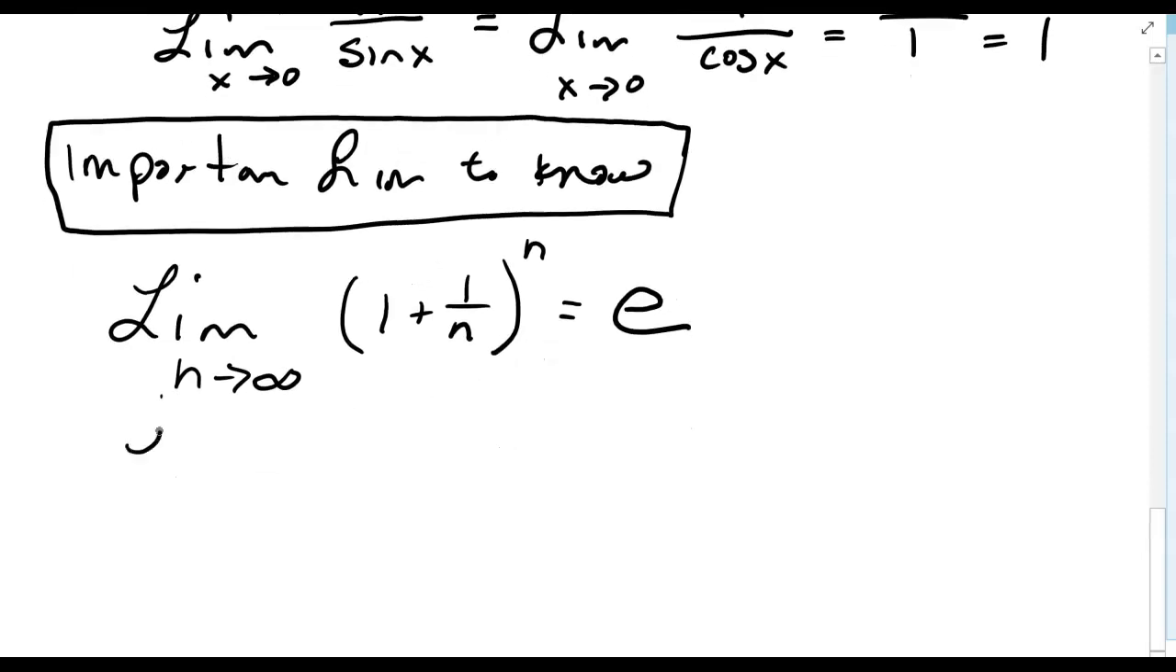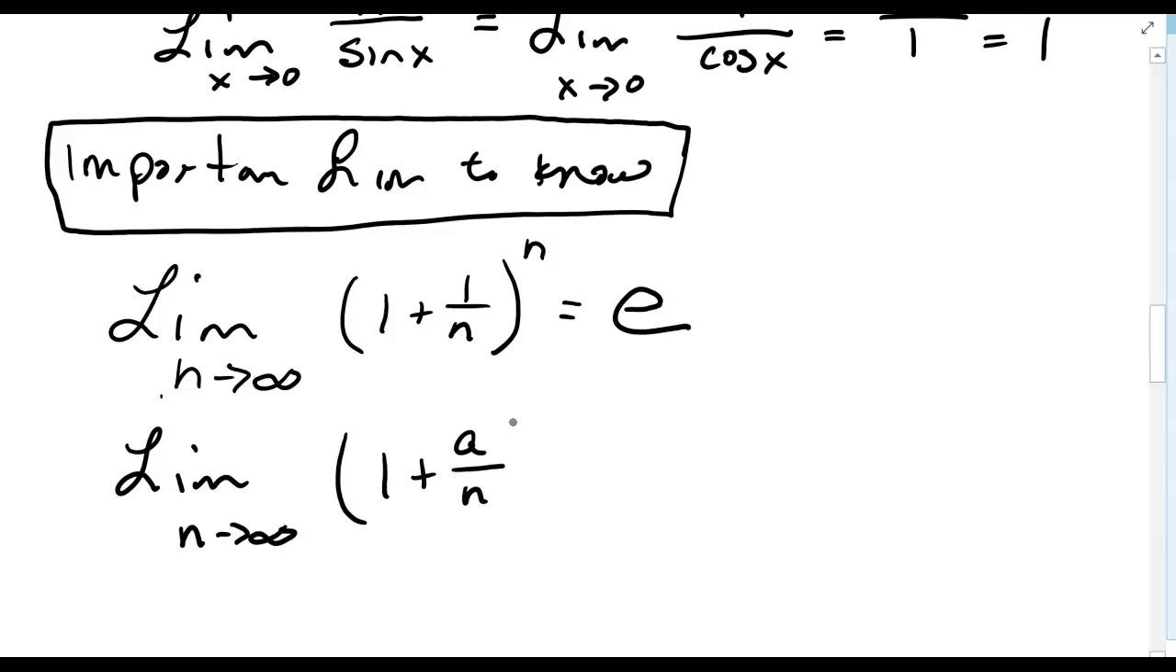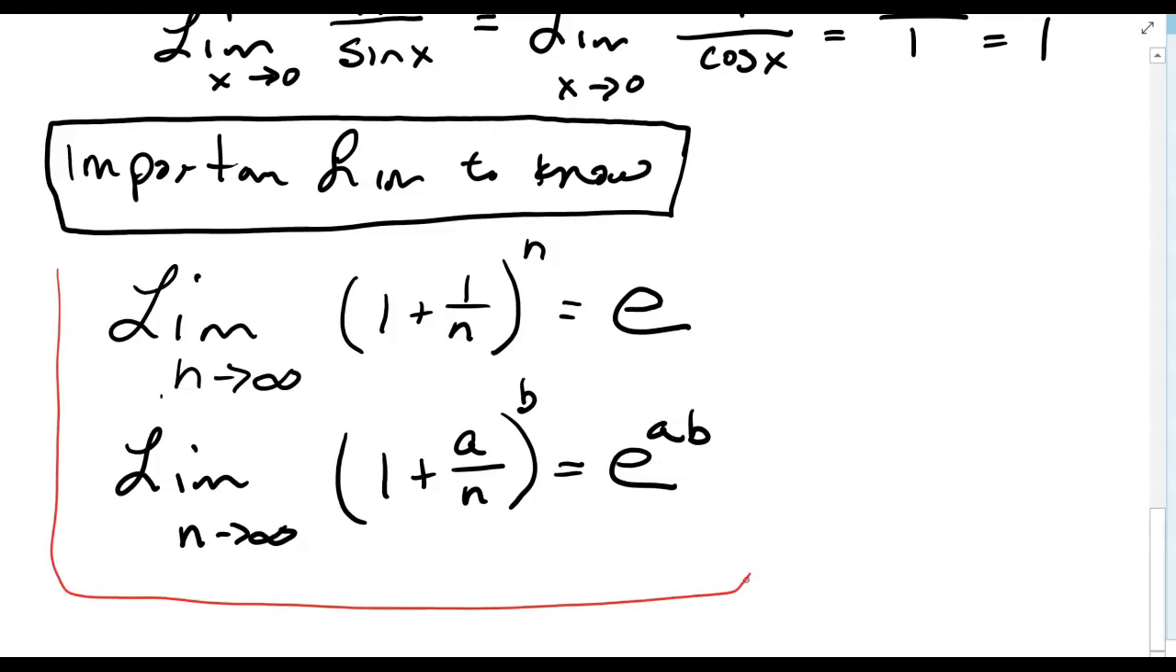And then a more general form of that: if you have a value over n raised to some exponent, that's actually e to the a times b. So these are two you want to take the time and just make sure you know them. They're good ones to know.